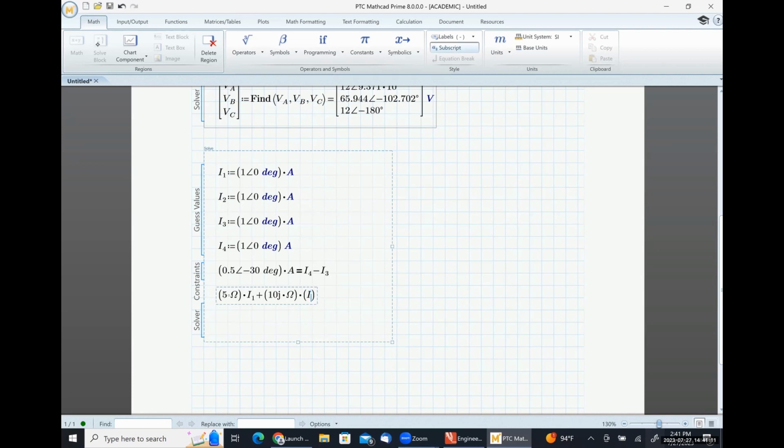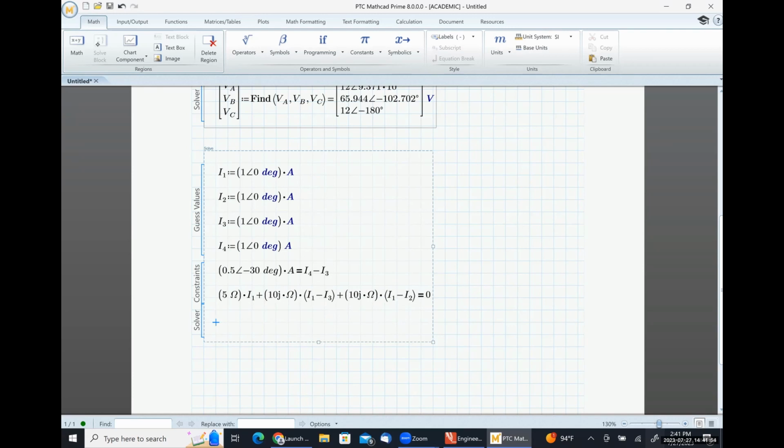minus I3. Sorry, when I wrote my notes down for this, I did the KCL equation around mesh 1 first, so that's why they're going to be in a little different order than when we did the handwritten solution a moment ago. Apologize for any confusion this might cause. And then plus 10J ohms times I1 minus I2, equals 0. So again, this is the KVL equation around mesh 1.